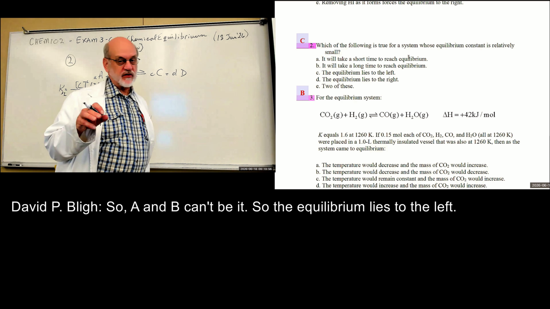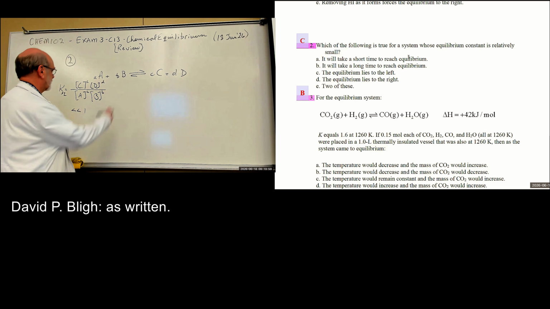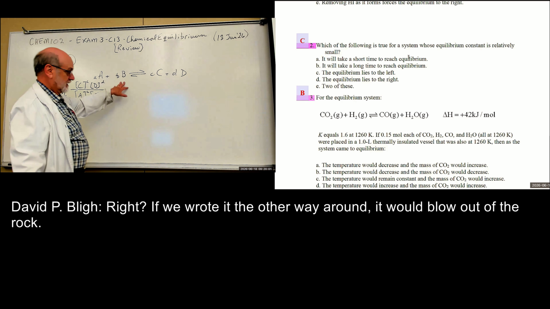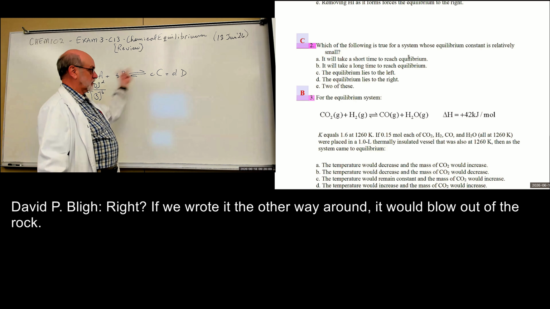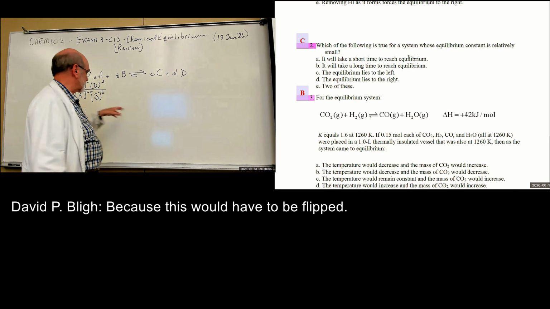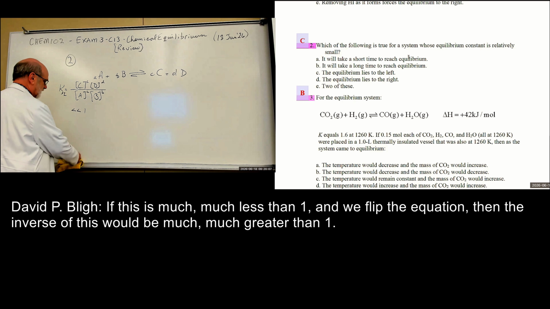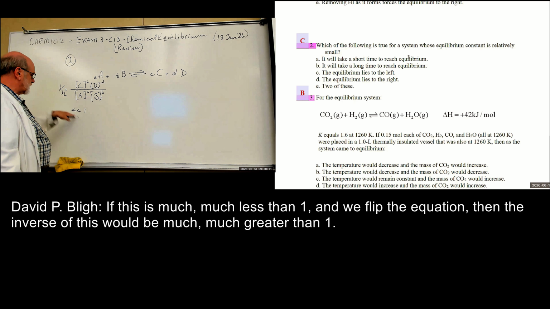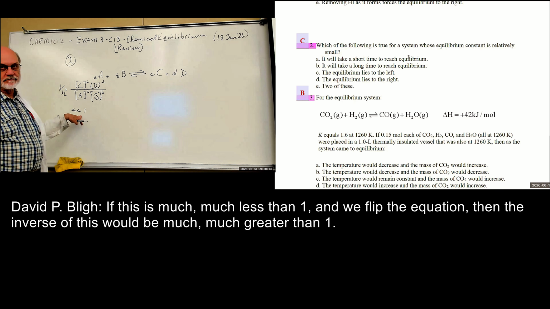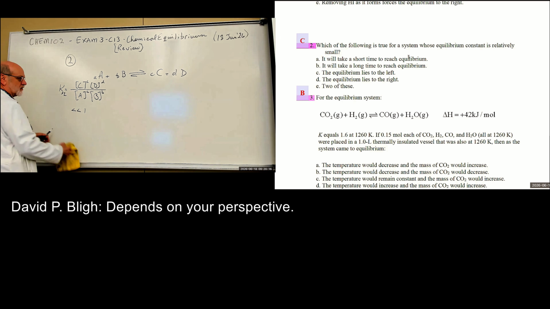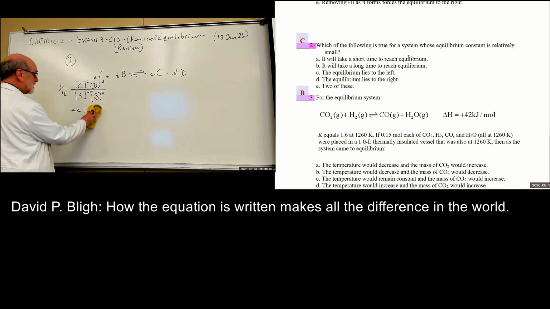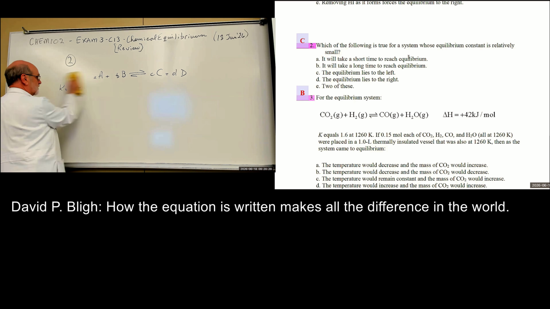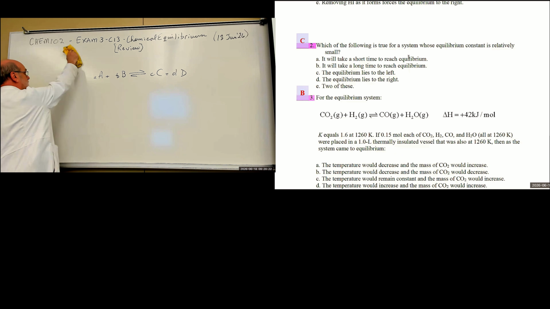So the equilibrium lies to the left, as written. If we wrote it the other way around, it would lie to the right, because this would have to be flipped. If this is much, much less than 1, and we flip the equation, then the inverse of this would be much, much greater than 1. Depends on your perspective. How the equation is written makes all the difference in the world.